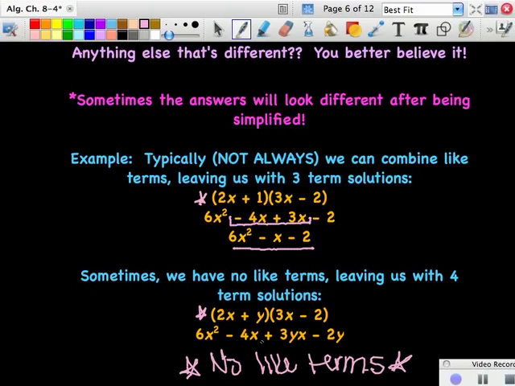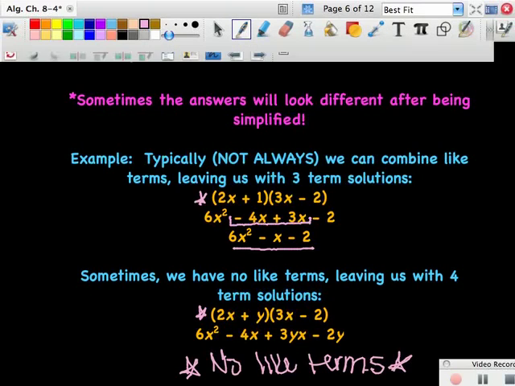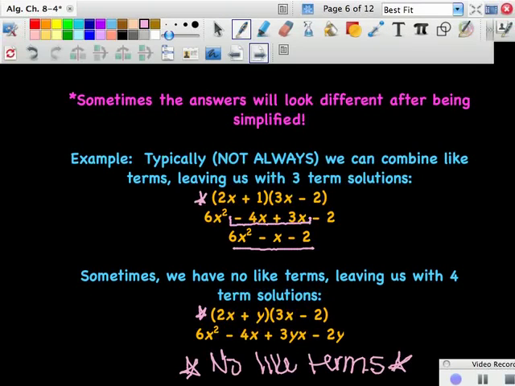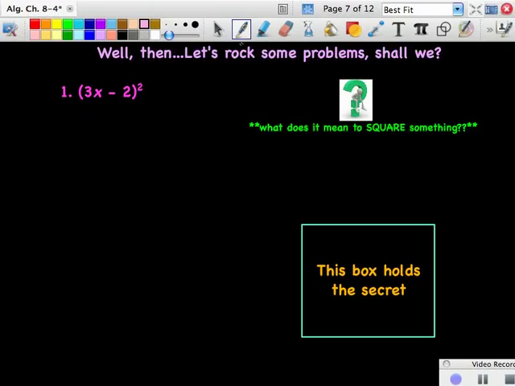All right, so those are the 2 things that we've seen, but now it's going to be a little bit different. All right, so let's go ahead and rock these problems.